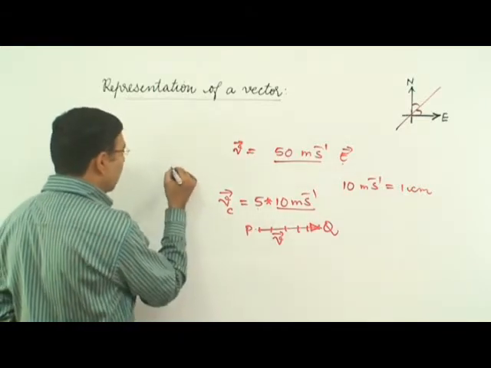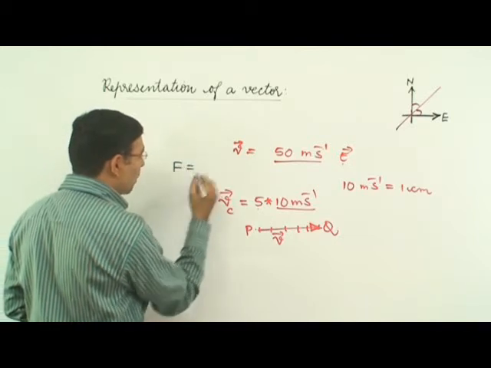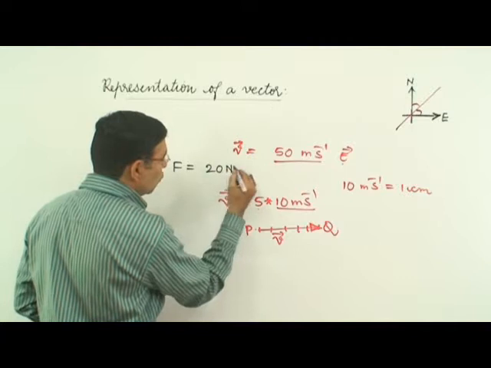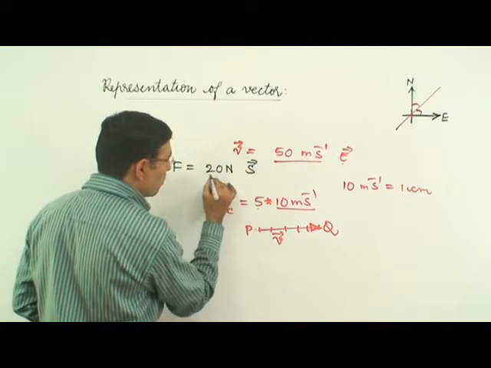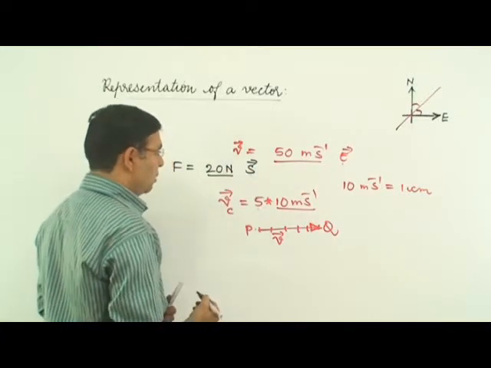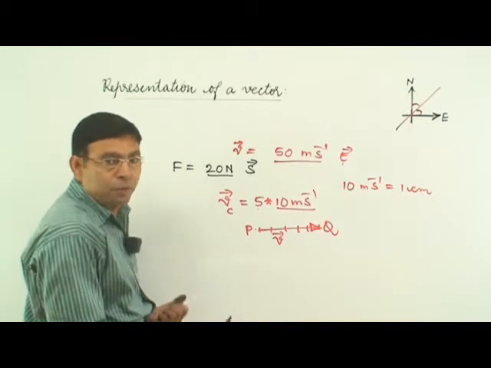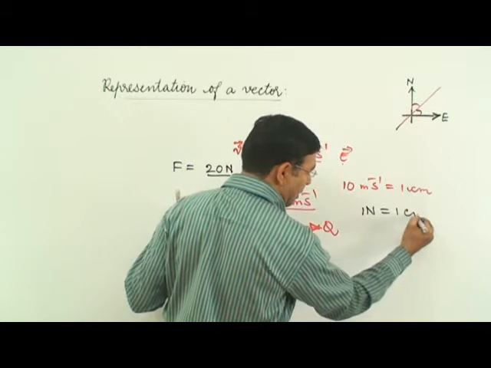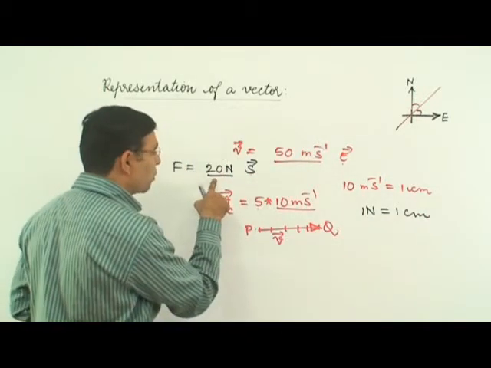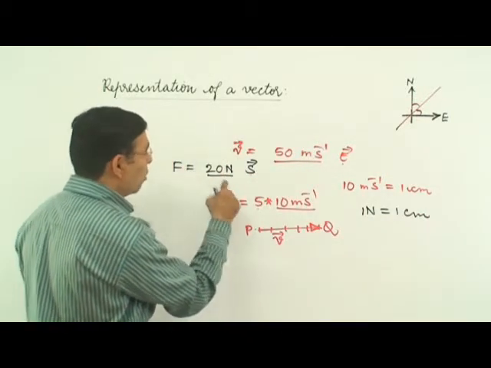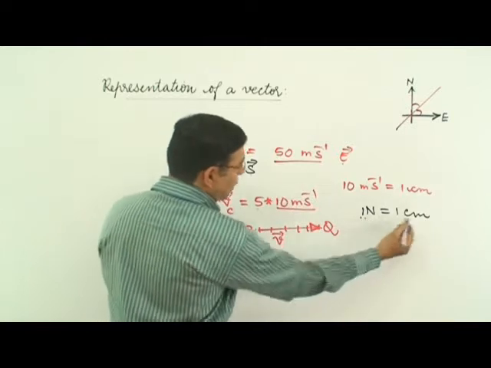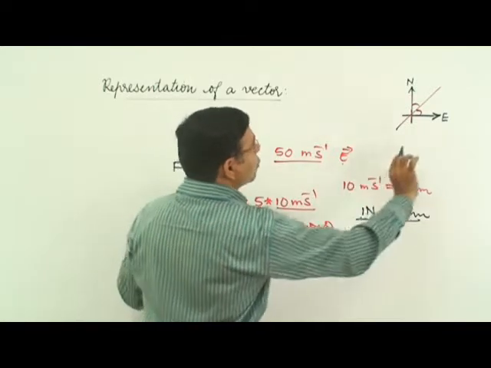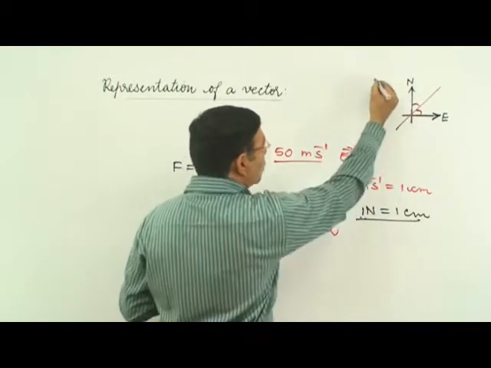For example, a force acting on a particle is say 20 Newton towards south. This is magnitude, this is direction. How to represent it? Some convenient scale. Let us take 1 Newton equal to 1 centimeter. Now 20 Newton means you need to draw a line 20 centimeter long, because every Newton will be 1 centimeter according to the chosen scale. Fine. But this is north and this is south, so you need to draw southward, downward.